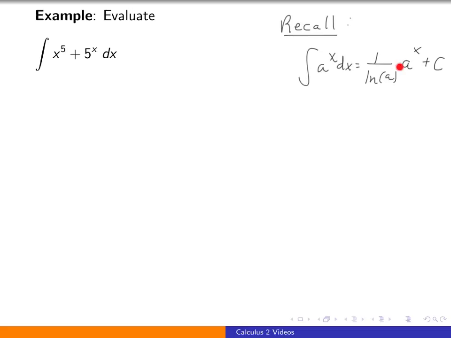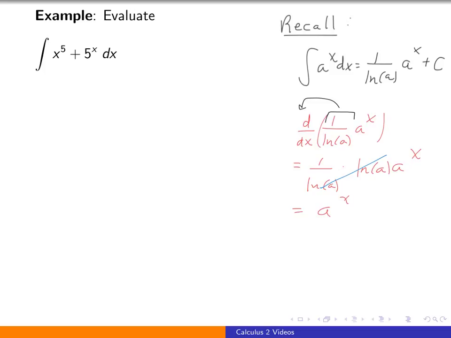If you forget what the constant out front is supposed to be, is it 1 over ln a, we can always check. The derivative of the function on the right should be the integrand a to the x. The derivative of 1 over ln of a times a to the x: 1 over ln of a is a constant which pulls out front. Then you multiply this by the derivative of a to the x, which we previously said is ln of a times a to the x. The 1 over ln of a and the ln of a cancel, and what we're left with is the integrand a to the x.